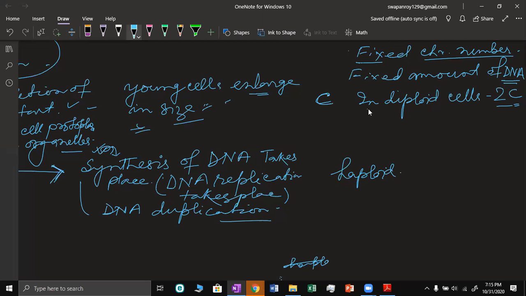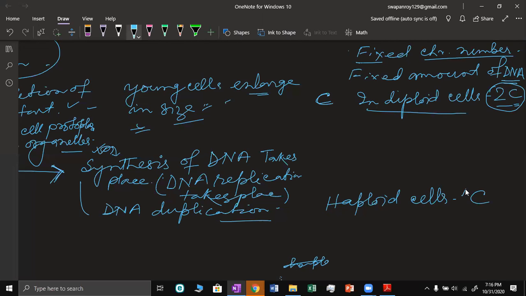So in a diploid cell, the content of DNA is 2C, and haploid cells have DNA content of only C, that is 1C, right?